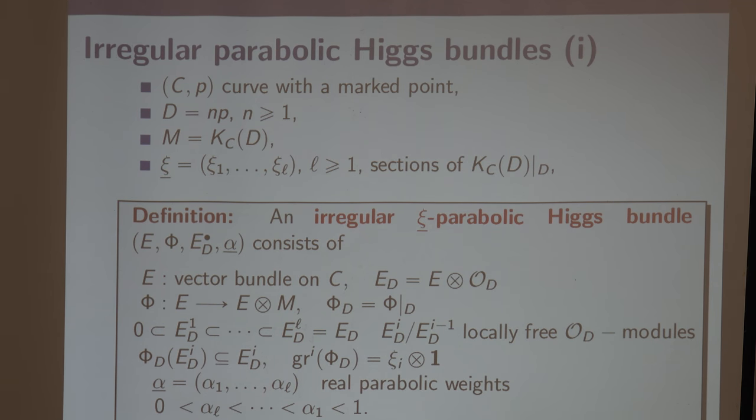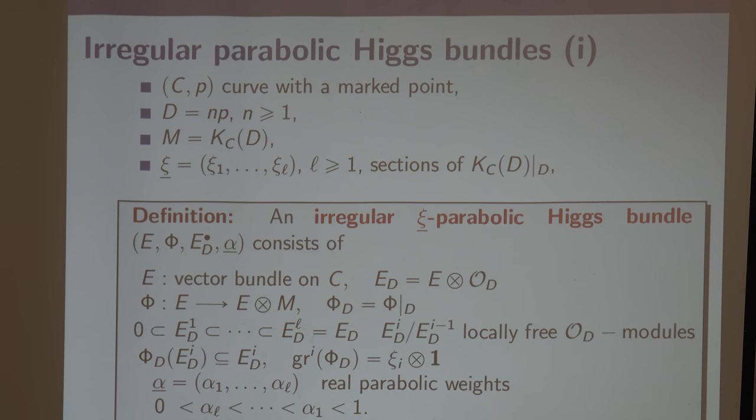Okay, so here is the moduli problem for irregular parabolic Higgs bundles that you have to understand. You have a curve with a single marked point. You have a polar divisor for your Higgs fields, which will be just n times the point. We'll look at a line bundle, which is going to be the canonical class of the curve twisted by that polar divisor. And we'll have to prescribe the Laurent tails of the Higgs field at the pole, at least the eigenvalues of the Laurent tails. So for this, we'll just fix L sections of the line bundle restricted to that non-reduced fat point.